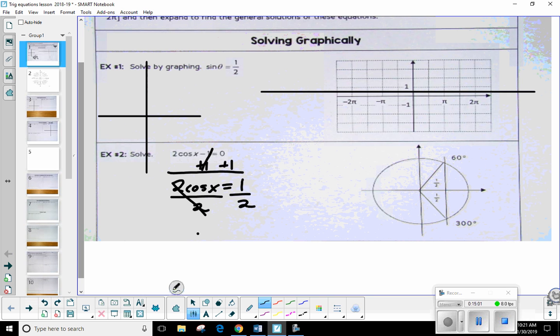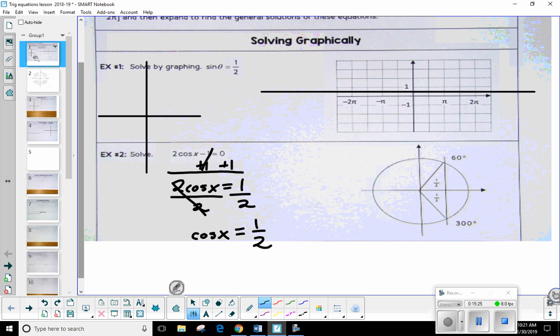So those are going to cancel. So now this problem is just like the first one. Again, a lot of the techniques you've used in the past to solve equations, you're doing the exact same thing here. It's just now you've got trig expressions. So cosine of x equals 1/2. Now this one is pretty much already set up for us.